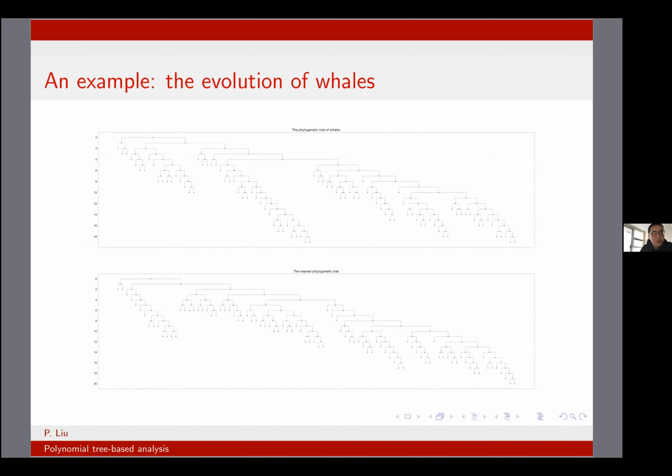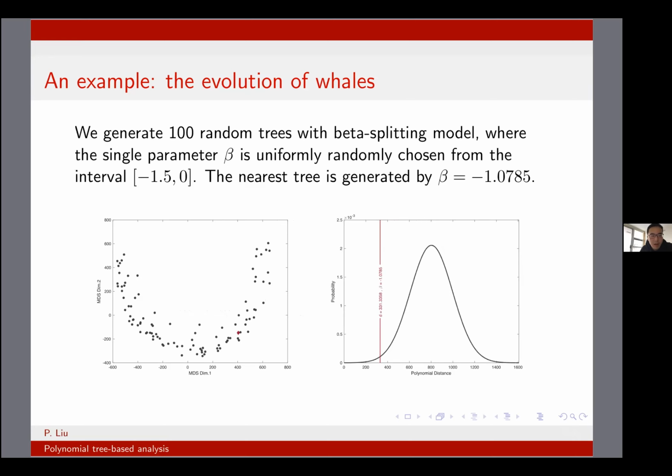All right, another example is the evolution of whales. The top tree is the phylogenetic tree representing the evolution of whales, and the bottom one is the one we generated using one of the tree generators. It is not exactly the same, but we'll show you that, using the normal distribution, we know that this is actually a pretty close tree.